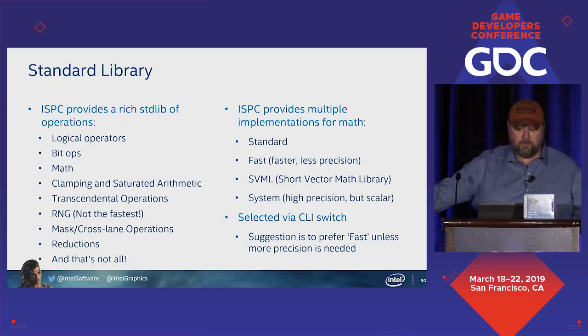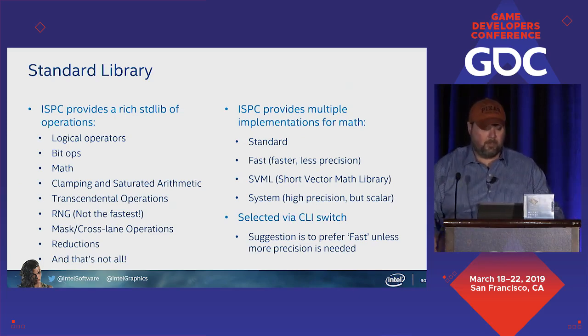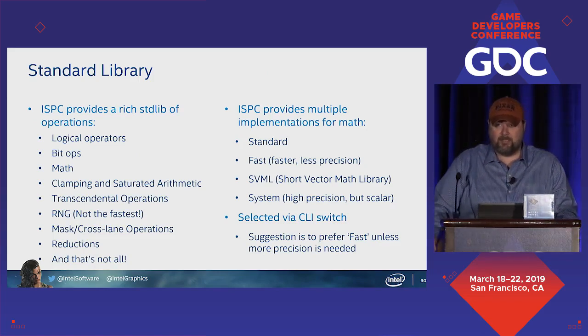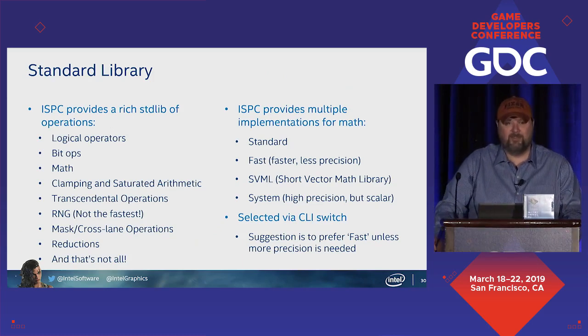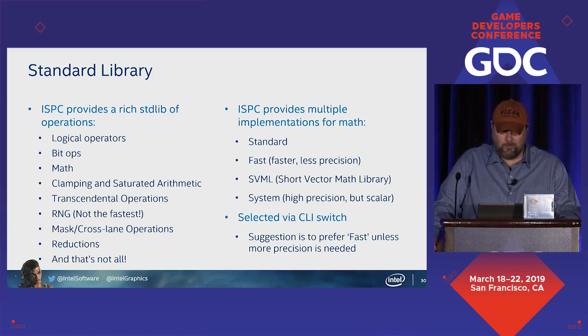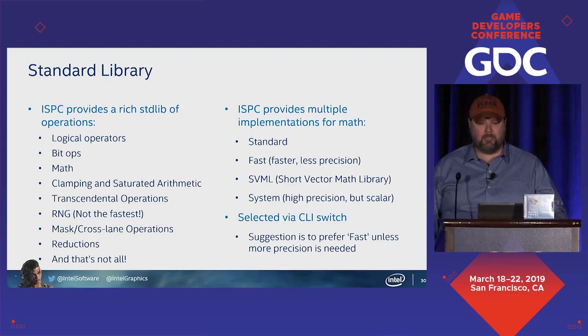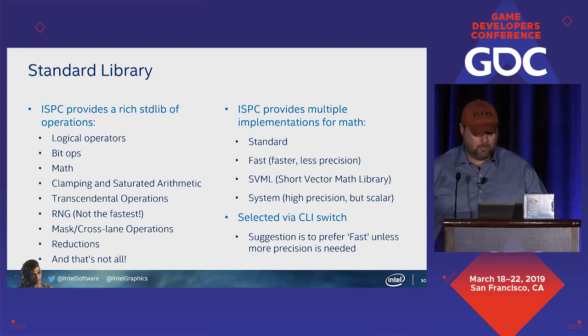So ISPC provides a pretty rich standard library of operations. I'm not going to read them all out to you here, but there's math and bit ops and all that stuff. The random number generator is not the fastest. You can probably find a better one to use online. We have multiple implementations for math: the standard fast, short vector math library, which I don't really recommend that you use, and then the system math library, which is high precision but scalar only. And all of these are selected by the command line switch.